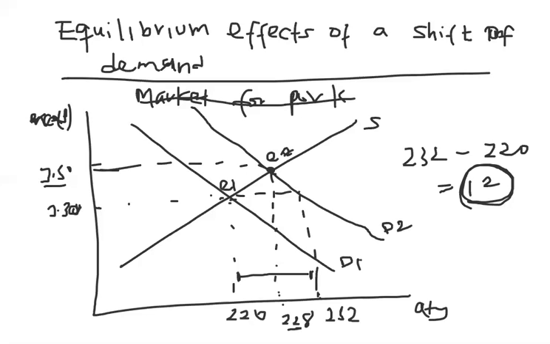Now, what we can say is that because the price of beef has increased, it has led to an increase in our demand for pork from 220 to 232. The excess demand is now 12. So this is how you analyze the effect of a shift in demand. You can do the same thing for a shift in the supply curve, which I will do later on.